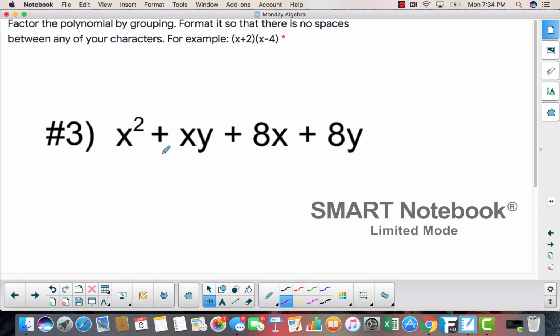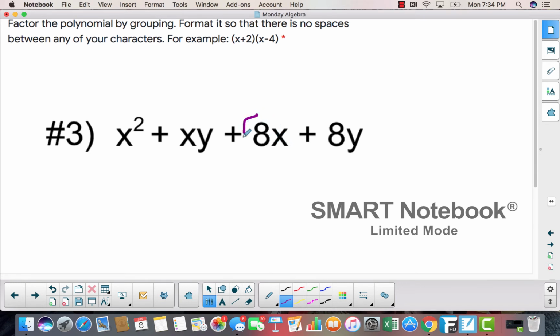All right, x squared plus xy plus 8x plus 8y. Your directions are to factor the polynomial by grouping. So the way that this would be done is we have to figure out if there is something that two of these have in common but maybe the other ones don't. I'm looking at these. They both have an 8 in them. These both have an x in them. And this one also has an x in them. But I'm looking for two of them to have something in common.